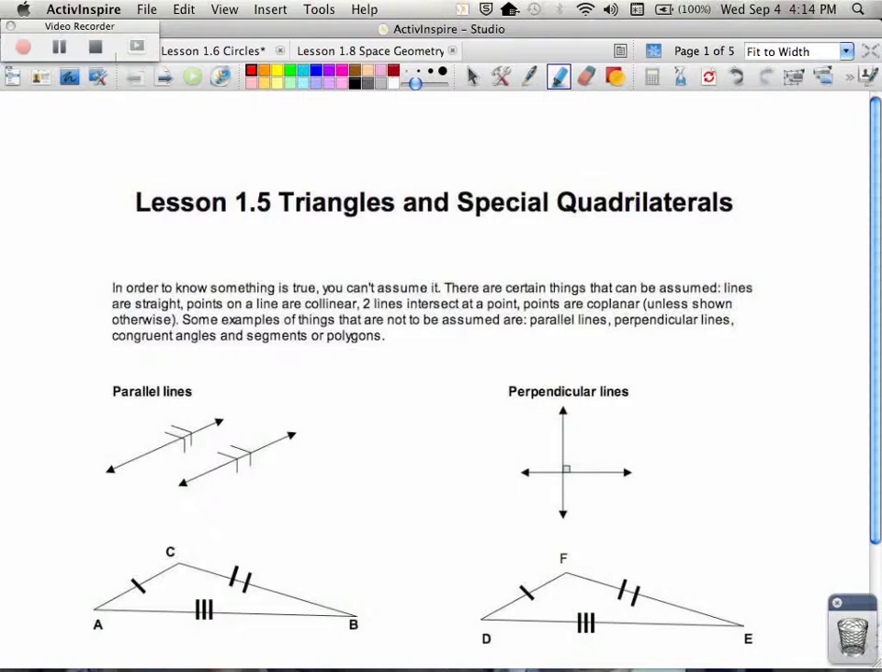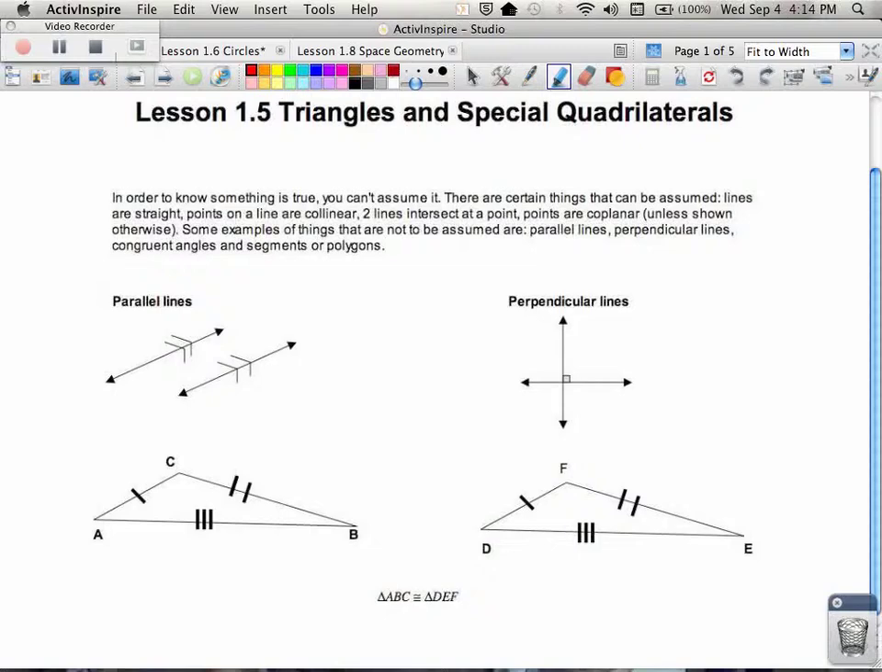Notice down below here, there are some things that you have to see in order to know certain things to be true. For example, down below we talk about these parallel lines. Without these markings on the lines, I would not know that. I have to show that they're parallel by marking them and indicating that they are indeed parallel.